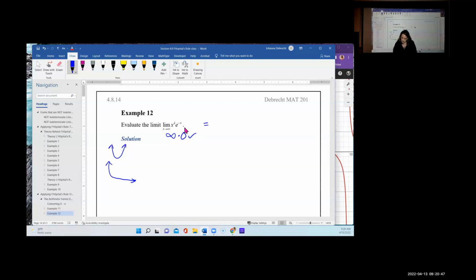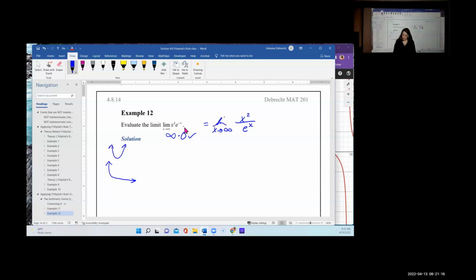So I'm going to rewrite it using properties for negative exponents instead of dividing by the reciprocal. And this is going to give me x squared divided by e to the x, right? Now, this is the same thing as dividing by the reciprocal. It gives you the same result. And now that I have this, I need to plug in again. I have to show that I have 0 over 0 or infinity over infinity.